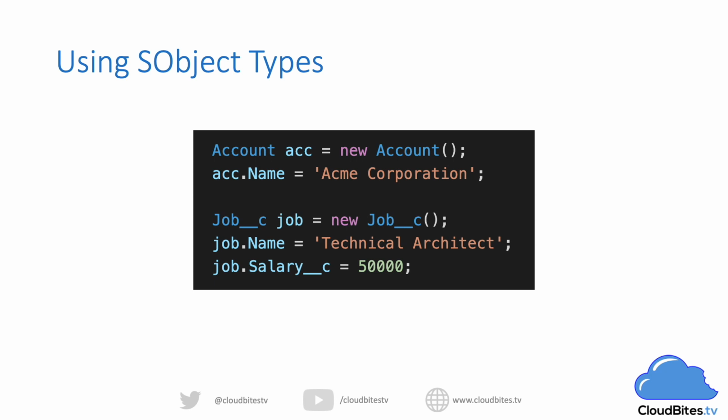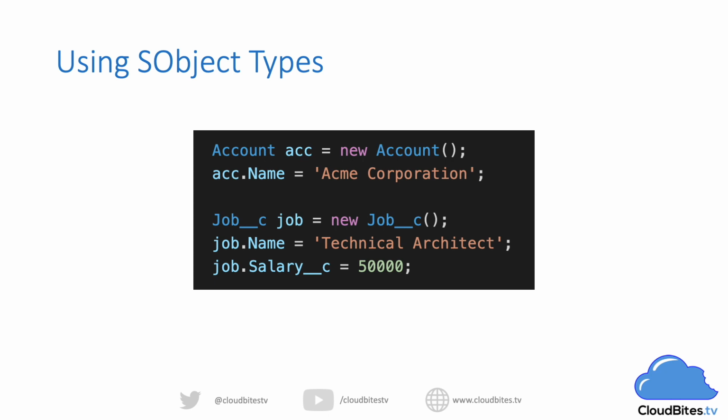If we wanted to define a new account variable called ACC, we would have the data type account here at the top. We would have the variable name ACC, and then we'd say equals, and then new account. Now, the new keyword tells us that we're creating a new instance of an object. Wherever you see that in Apex, it means it's a new instance of an object.